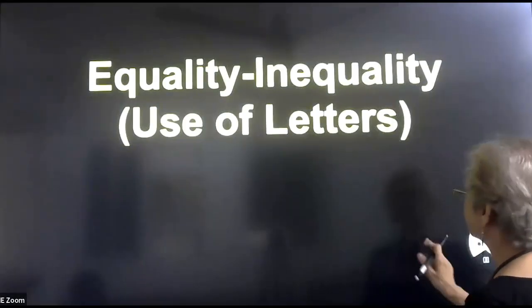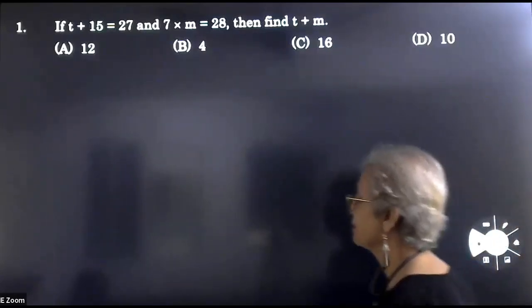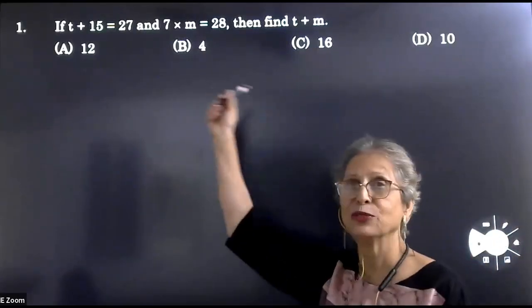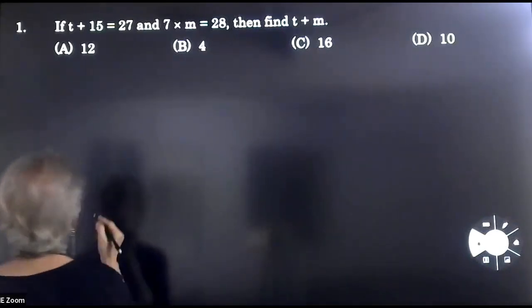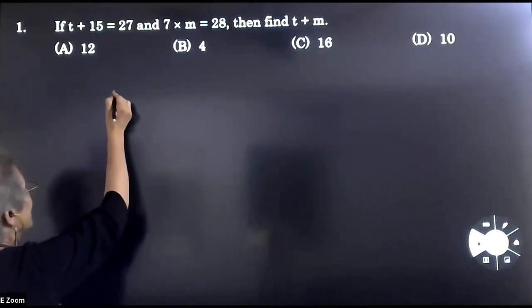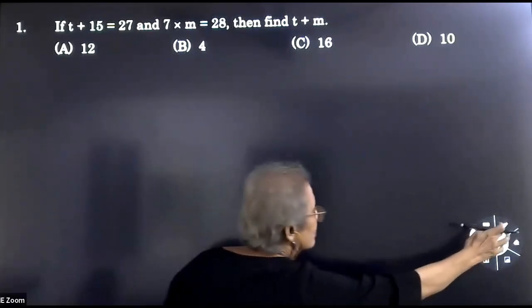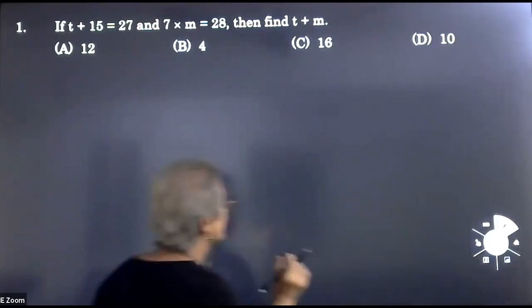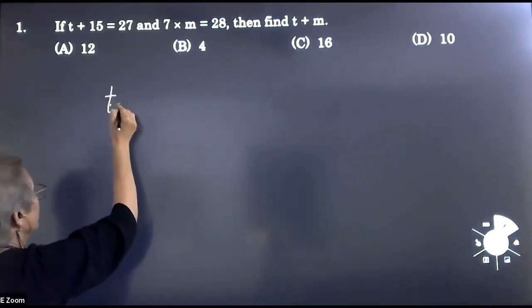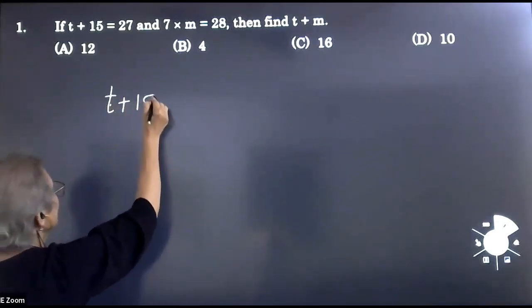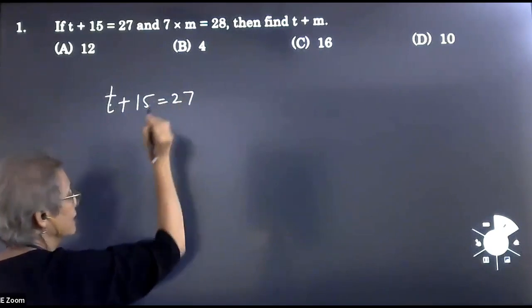Okay. See, here is our first question. Letters are used over here. Now, first, what is given? T plus 15 equal to 27.